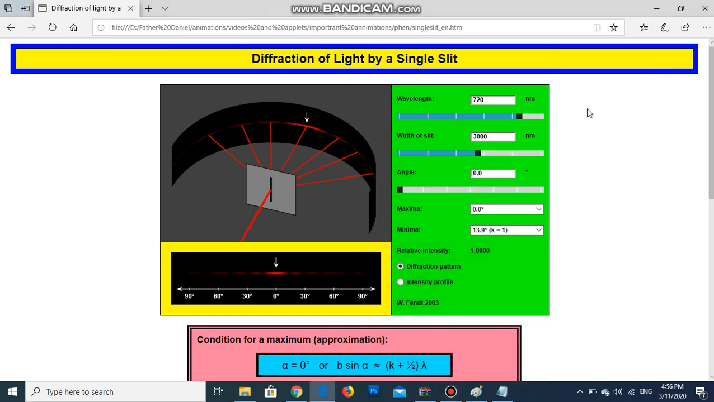Hello guys, today I'm going to explain to you the phenomenon of diffraction of light by a single slit. You know that light has a wave nature, and any wave that reaches a narrow slit is diffracted. What do I mean by the word narrow? Narrow means that the width of the slit must not exceed 1000 times the wavelength of the wave. So, if this width of the slit, which we will call small a, is less than or equal to 1000 times lambda, then we observe diffraction.